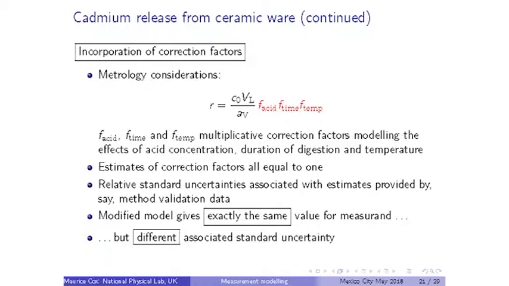As our best estimates, all correction factors are equal to 1, which means the modified model gives exactly the same value for R as the unmodified model. But if we're considering uncertainties, which we are, the modified model gives a different associated uncertainty. It gives a larger uncertainty because we take account of uncertainties relating to F acid, F time, and F temp. So that's a very simple example of how to include correction factors in a measurement model obtained from scientific considerations.